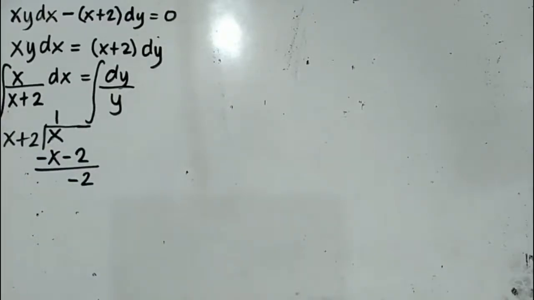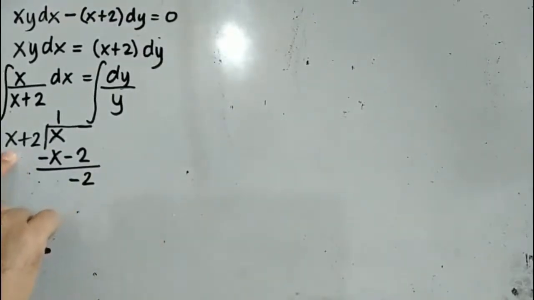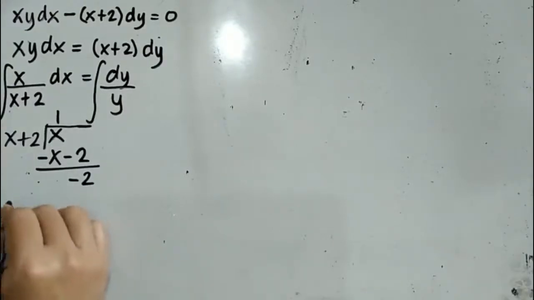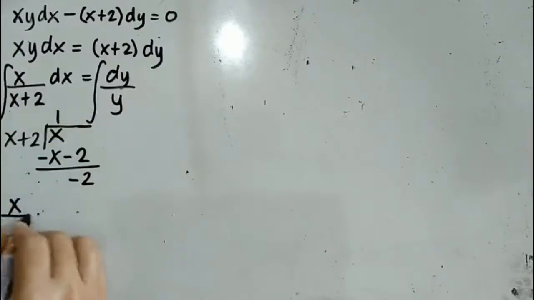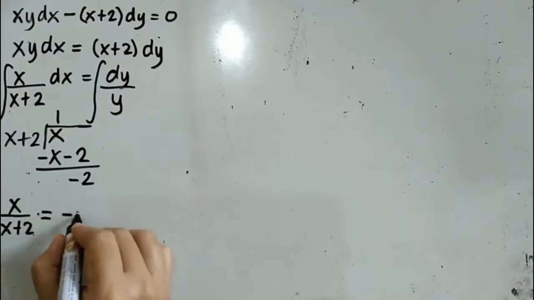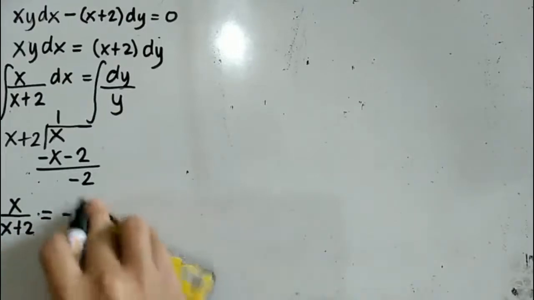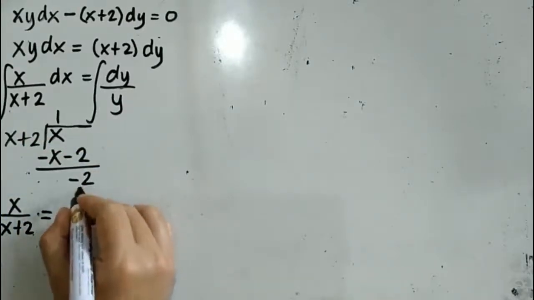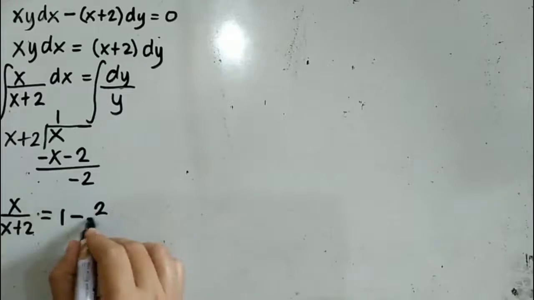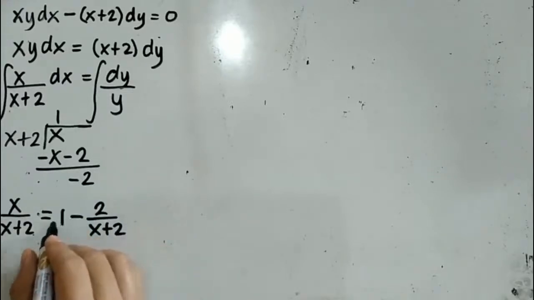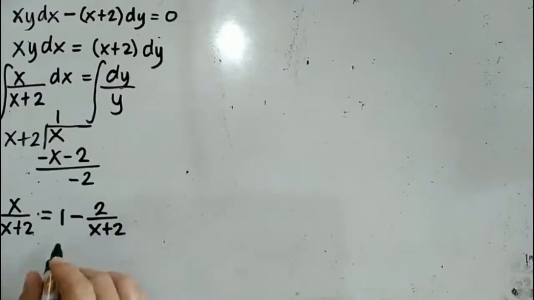And then negative 2 divided by x cannot be divided, so we write this as our remainder. So it means that this whole expression x over x plus 2 is equivalent to the quotient, which is 1, plus the remainder, negative 2 over x plus 2. Since it is negative, we can just write it as 1 minus 2 over x plus 2 instead of writing it as 1 plus negative 2 over x plus 2.